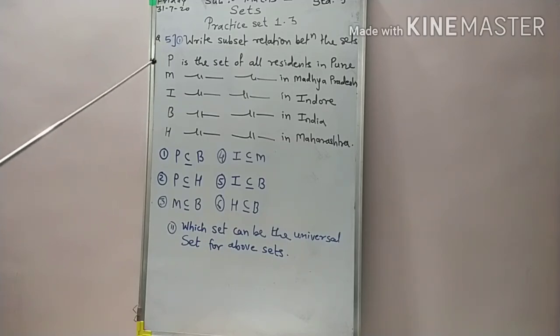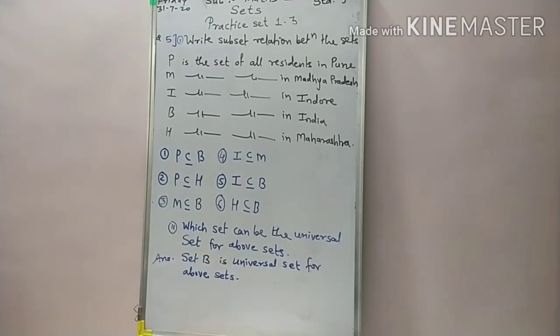So all the residents of Pune, all the residents of Madhya Pradesh, all the residents of Indore, all the residents of Maharashtra are the residents of India. Means P is a subset of B, M is also a subset of B, I is a subset of B, and H is a subset of B. And hence we can say set B is what? Universal set for the above sets. So here we write down the answer as: set B is the universal set for the above sets. Okay, students? Like this, for 3 marks, the example is asked in the exam.